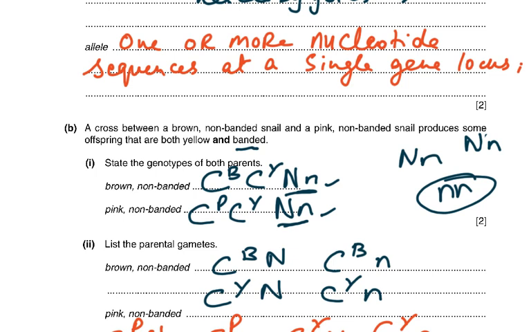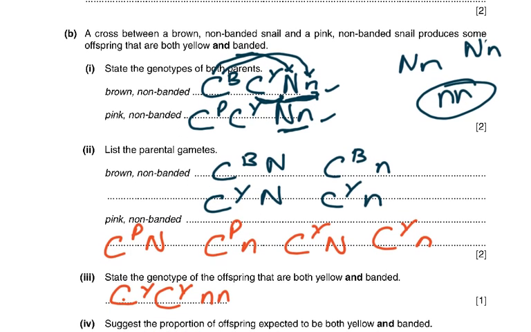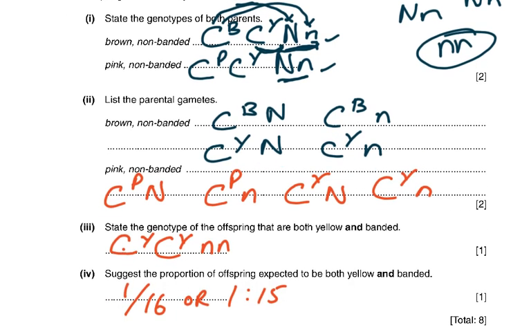Then they list the parental gametes. I've always told you that for the gametes there is a very simple way of doing it: 1, 3, then 1, 4, and then 2, 3, and then 2, 4. So this is C^B N, and you get all these. I'm not going to go into the details of that. Now the pink non-banded. Then state the genotype of the offspring that are both yellow and banded. So this was the genotype C^Y C^Y n n. And for the proportion, of course, you'd have to do this genetic diagram and figure this out.